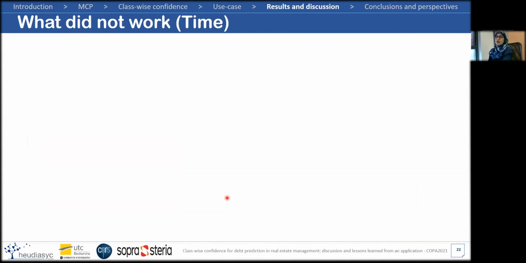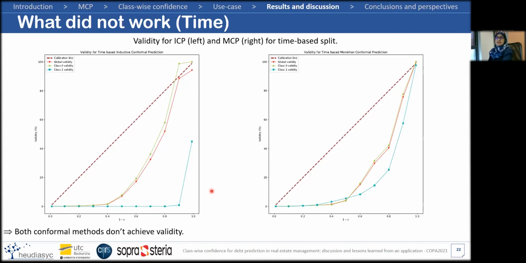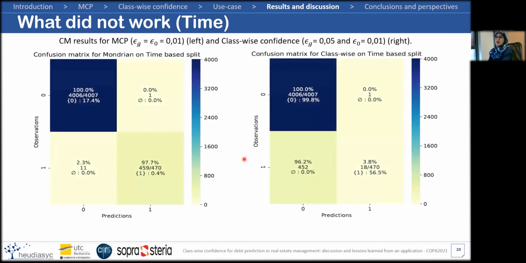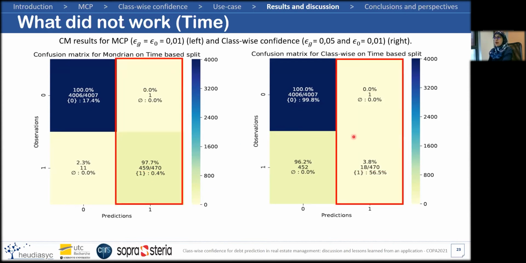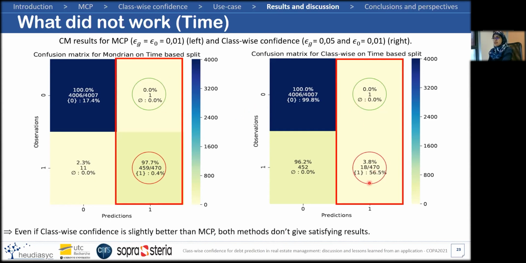Now, if we go to the time split, the approach that did not really work, we can see that the validity is not really good in both the ICP and MCP cases. And if we look at the confusion matrices in both the Mondrian and class-wise approaches, we can see again that we have very bad results here. Well, it's still good for identifying just one person that is misclassified, but this cell does not have any satisfying results, with only a few correctly identified people.